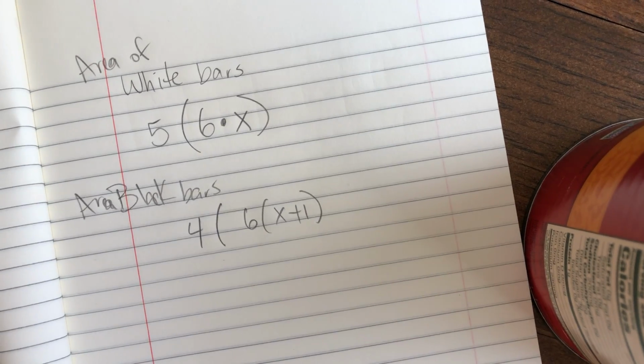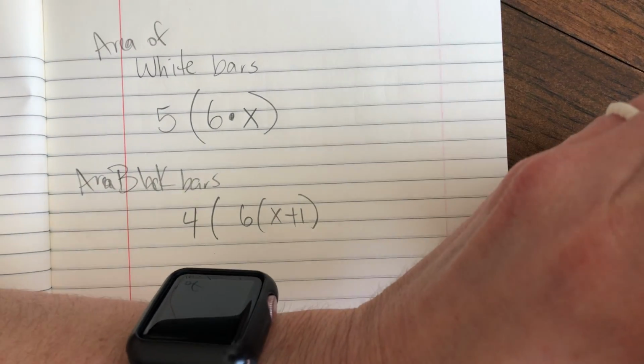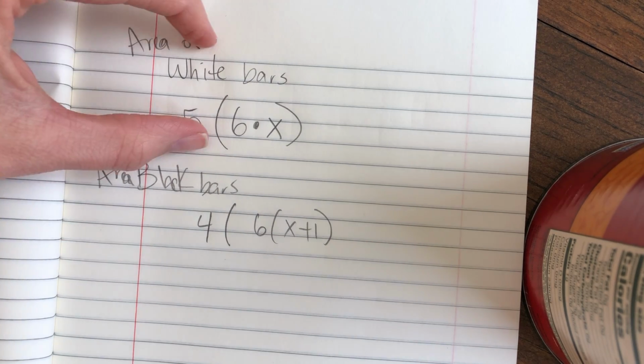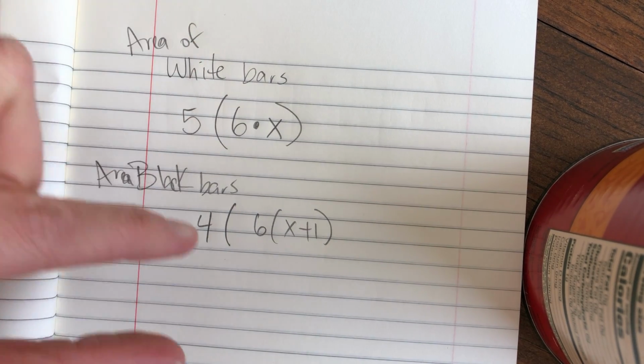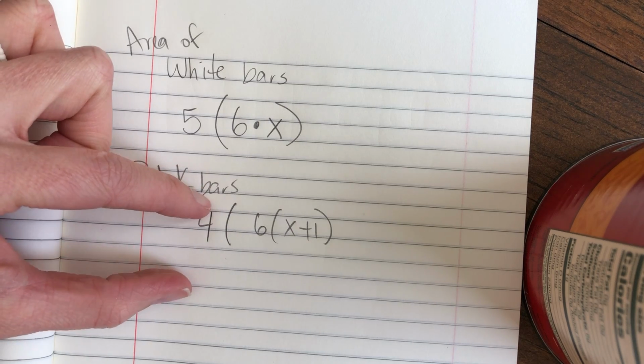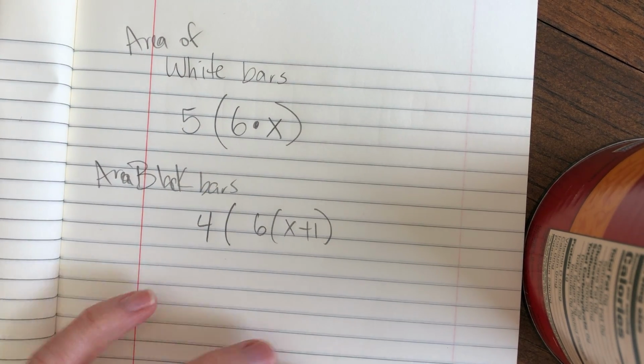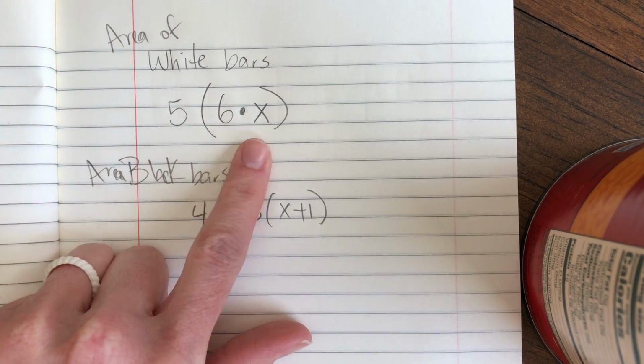We do know, they told us in the questions, if you go reread it, that they use the same amount of paint. So this area, we don't know what it is, but we know it has to equal this area. All right, so what we're gonna do first, we're gonna simplify each one, and then we're just gonna set them equal to each other in an equation. So what would we simplify first on this one?